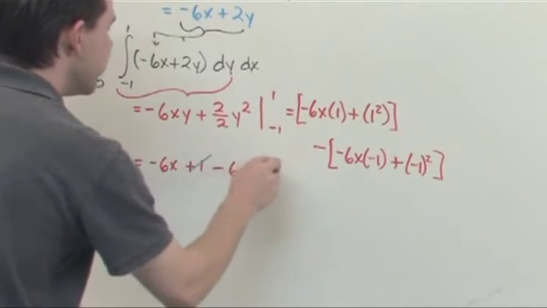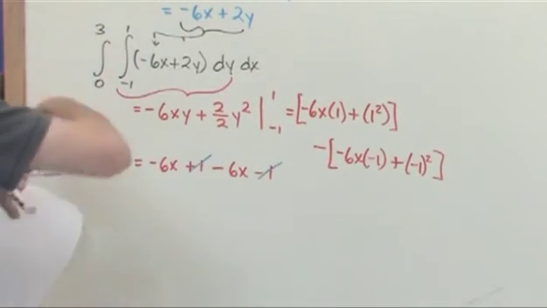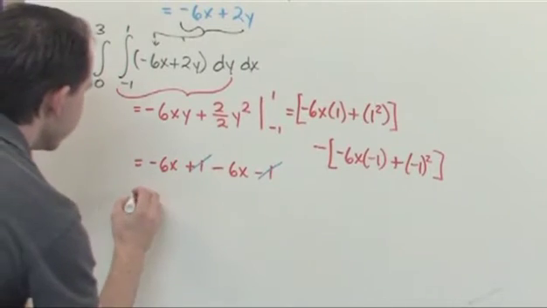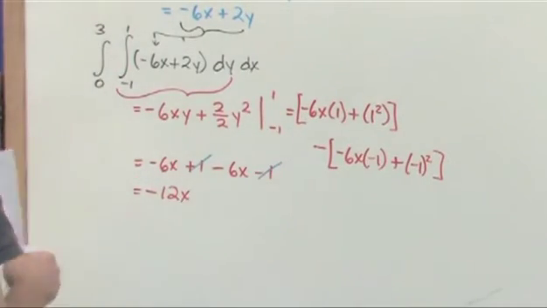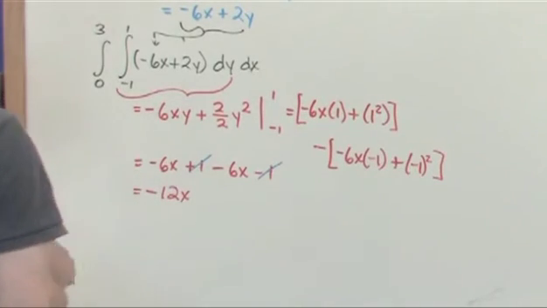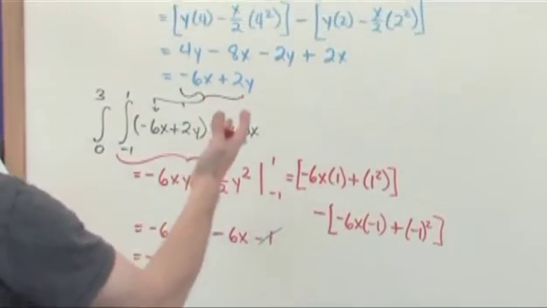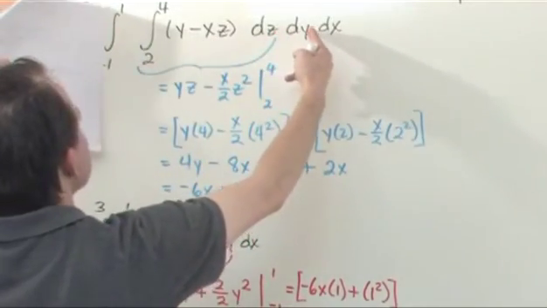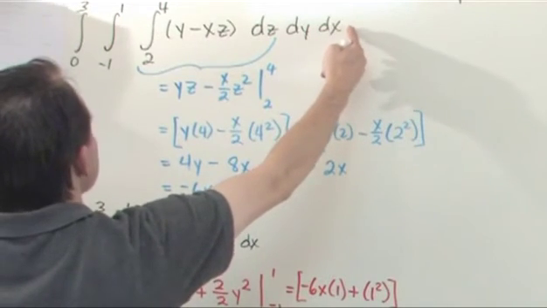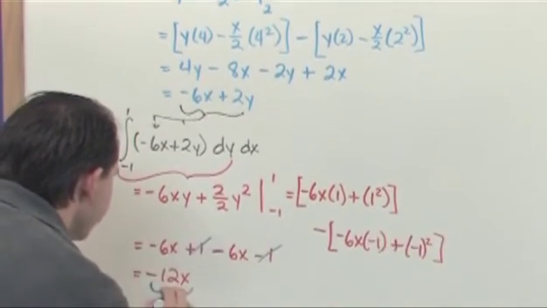Now the positive 1 and the negative 1 just add to 0. So all I'm going to have, after all of that is done, is negative 12x, just adding these two things together. Now what do we do? Going back up to the top of the page, you can see that I've done the integral along dz, now I've done the integral along dy, now I need to do the integral along dx. So it's a real simple matter to take this and finish the integral.